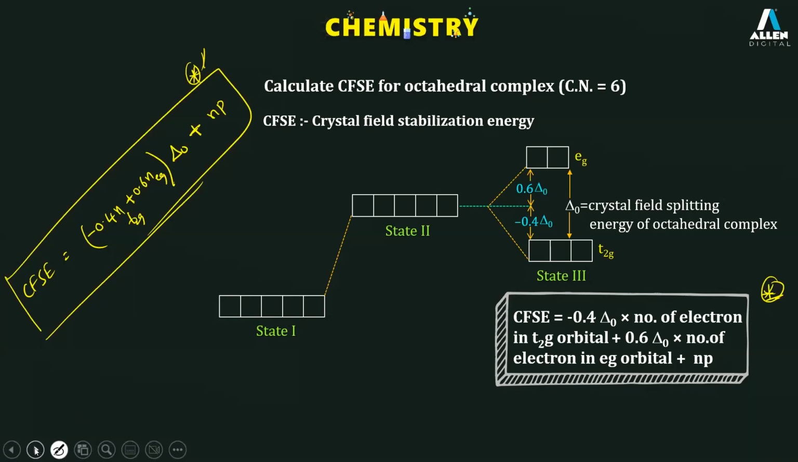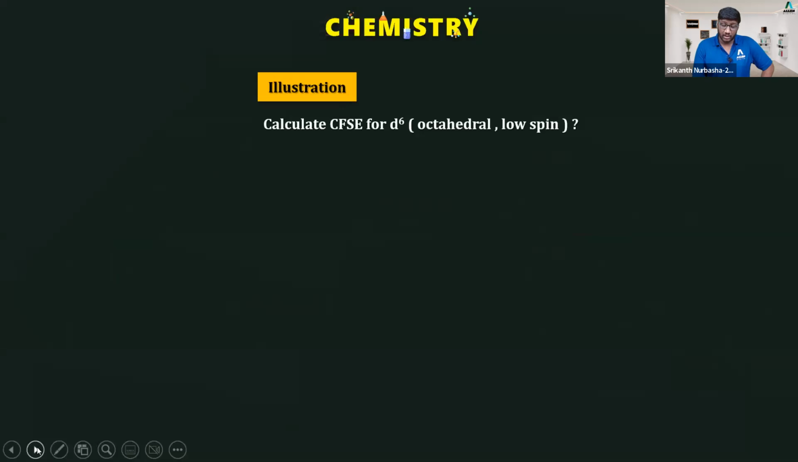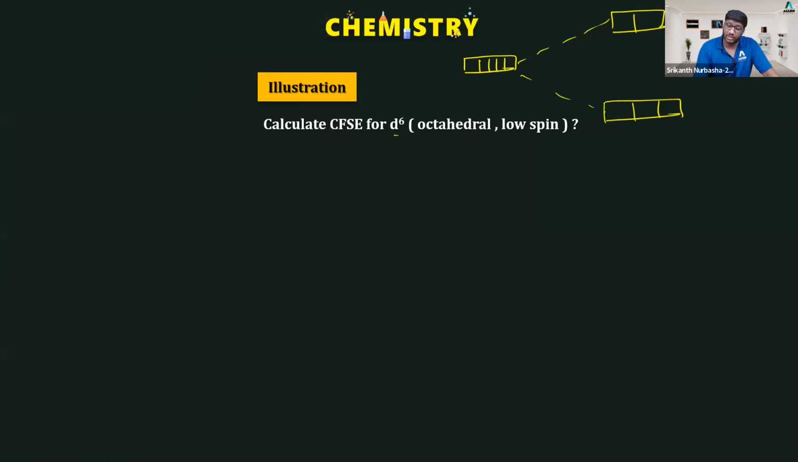Yes, sir. Yes, try to solve this question then. Calculate CFSE for a d6 octahedral low spin complex. D6, they have said octahedral complex, low spin complex. Calculate CFSE. D6 octahedral means what I can do? I can split the 5 d orbitals into two levels: one is eg, the other is t2g.